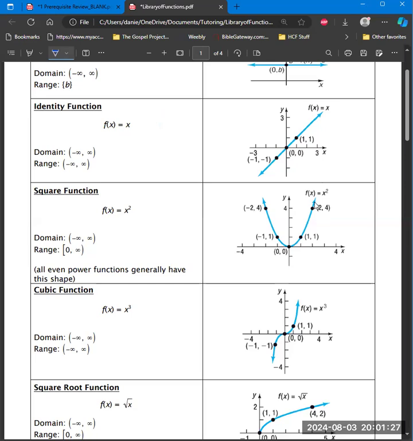And then the cubic function, f of x equals x cubed. All odd power functions generally have that kind of a shape there. It has a domain of negative infinity to infinity and a range of negative infinity to infinity. And you see that it's going to have this special point that we're going to talk about in calculus later called a point of inflection.